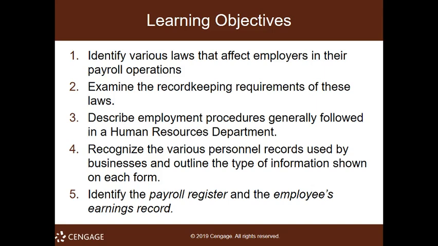So overall, here in this chapter, which is chapter number 1, we're going to look at some laws that affect employers and their payroll operations, and the record-keeping requirements of those laws. We're going to describe the employment procedures generally followed in a human resources department, recognize the various personnel records that are used by businesses, and outline the type of information that is shown on each form. And then identify the payroll register and the employee earnings records.